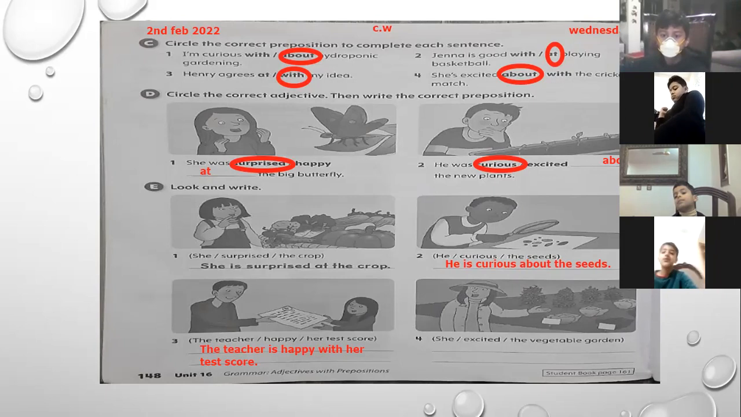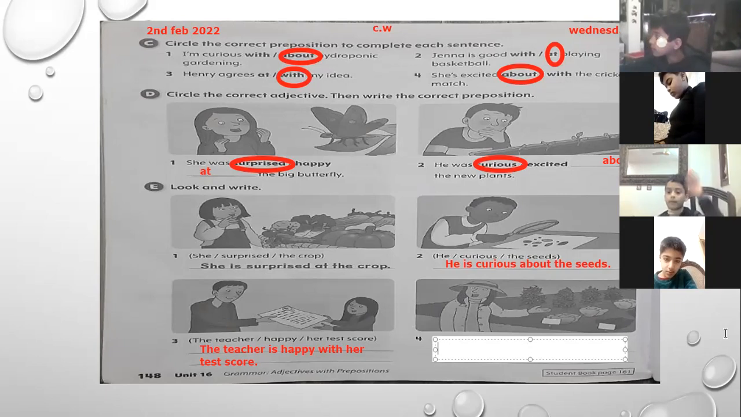Waleed, beta, you tell me. She is excited the vegetable garden. So which preposition will be used? Ma'am, she is excited about the vegetable garden. Very good. She is excited about the vegetable garden. She is excited about the vegetable garden.